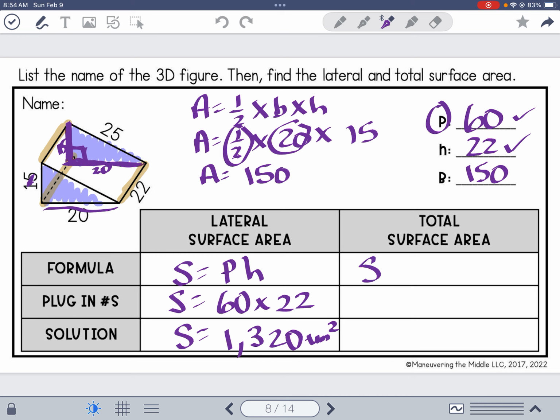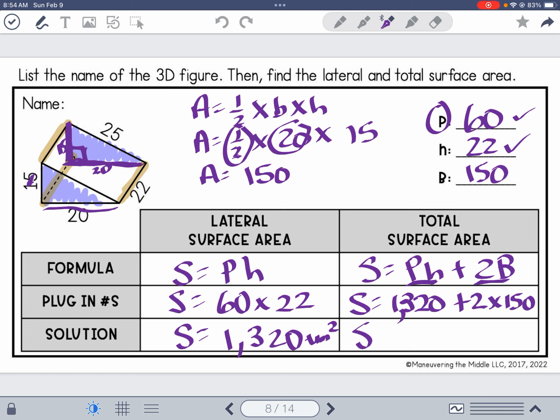Now, total is pH plus 2B. Now, we've already found pH to be 1320 plus two bases. Well, one base is 150. These two are attached by multiplication. So in your calculator, put that in. 1,620 units squared.